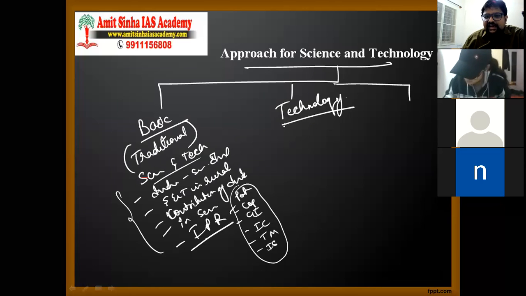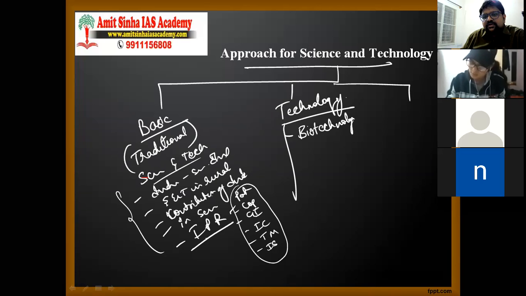Okay, under technology you should start with initially biotechnology. What is biotechnology? क्या है? What is the meaning of biotechnology? उसमें क्या क्या techniques हैं? आपके पास tissue culture है, आपके पास DNA fingerprinting है, आपके पास gene slicing है, आपके पास CRISPR-Cas9 वो tool है.